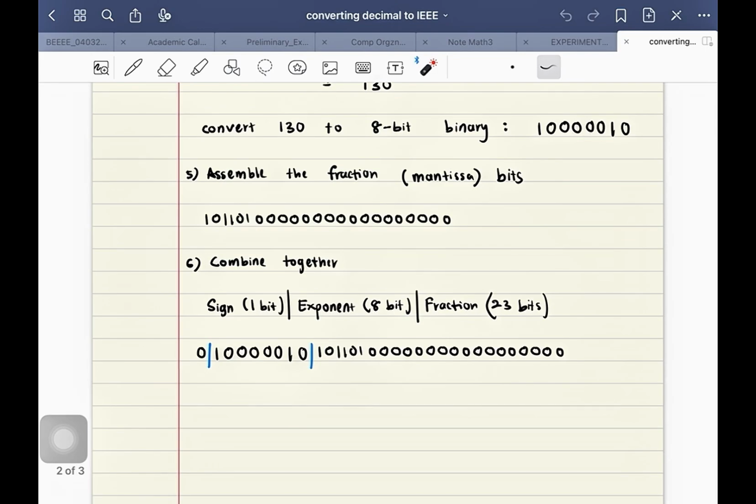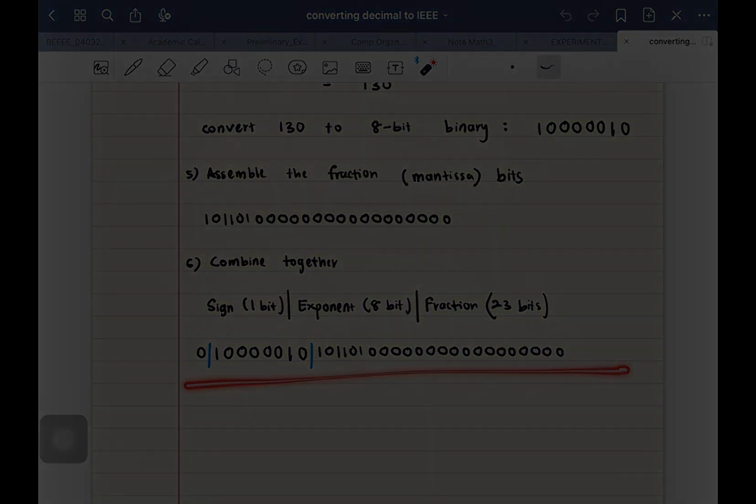Lastly, we combine all of them together, where the first 1 bit is the sign, the next 8 bits are the exponent, and the last 23 bits are the fraction. And the result is like this.